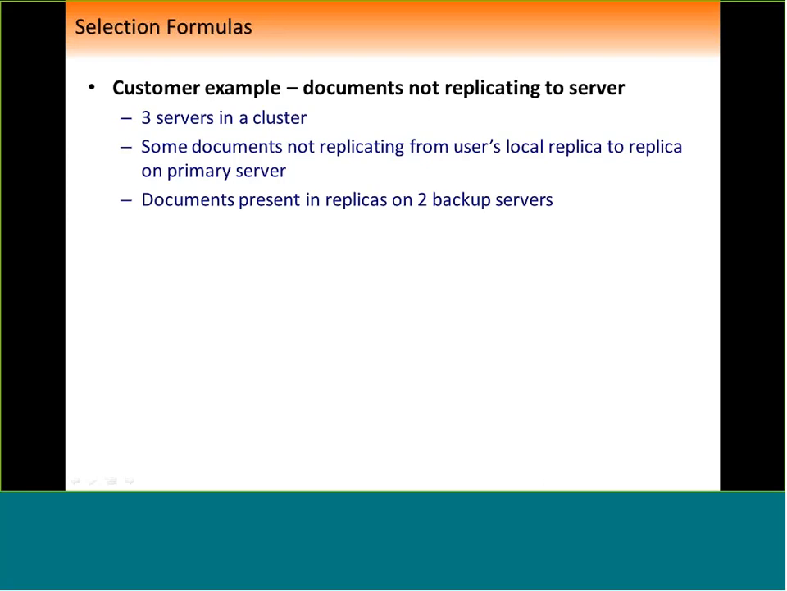So one of the first things we did is we said, okay, let's verify that the documents are certainly seen in the user's local replica. Sure enough, they were there. And we weren't seeing them in the replica on the primary server. But what was really interesting is we actually were seeing them on the 2 backup servers.